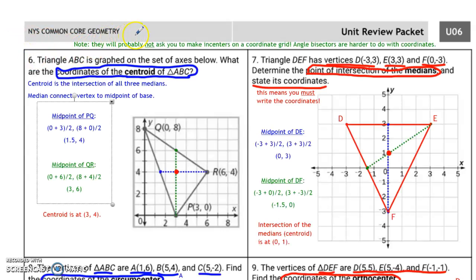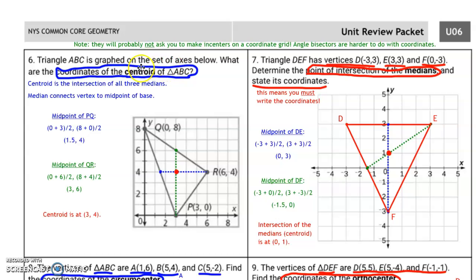Alright, as a quick note, all of these questions talk about coordinate grids, and they will probably not ask you to make incenters on a coordinate grid on the Regents exam. Angle bisectors are very difficult to make on a coordinate grid. You would usually use a construction to make them, so they won't ask you about angle bisectors, they won't ask you about incenters. Anyway, the first one asks you about centroid.